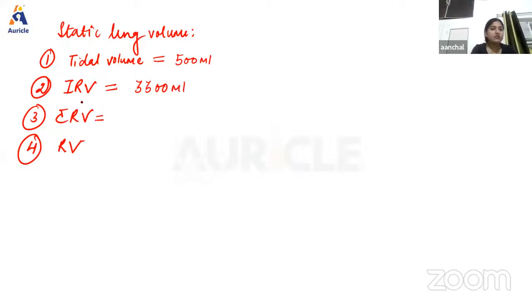Then next we have expiratory reserve volume. So what is expiratory reserve volume? It is the additional volume of air that can be expelled forcefully after normal expiration. Suppose I am doing normal expiration during quiet breathing, but if I do like this, this will be ERV, that is expiratory reserve volume, and it is 1000 ml.